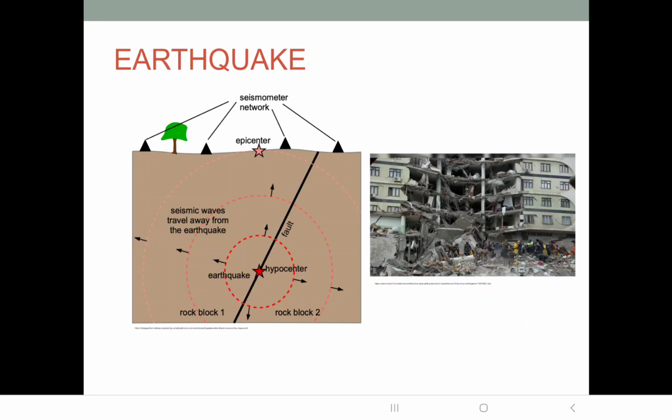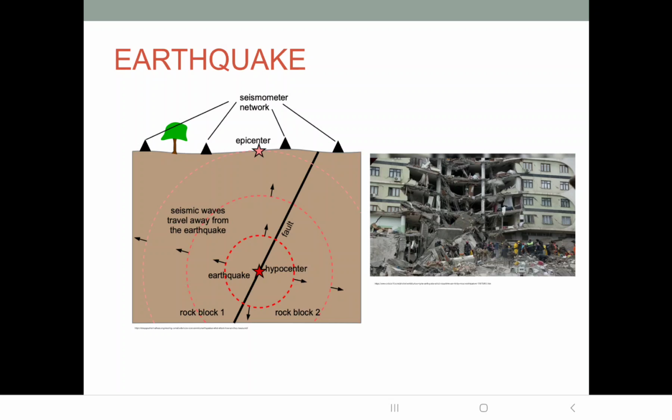Now can you see the diagram on the left? Try to understand that there is a fault line you can see in this diagram. There are two blocks of rocks, rock block 1 and 2. There are various rocks in the earth's crust, and they are continuously moving. The crust is not stable.